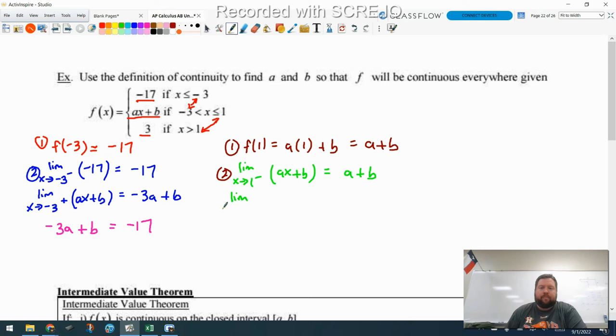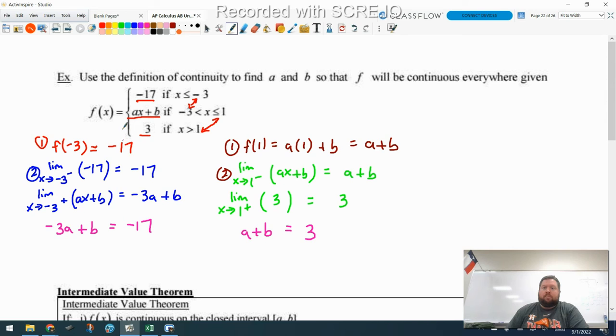Okay, so now we do a limit as x approaches 1 from the right. That's where x is greater than 1, so that's going to be the bottom piece, which is 3. Limit of a constant is equal to a constant. So now we have a second equation. These two have to be equal to each other: a plus b is equal to 3. Those have to be equal for the limit to exist. So now I have a system of equations, two equations with two variables, so I can solve this.